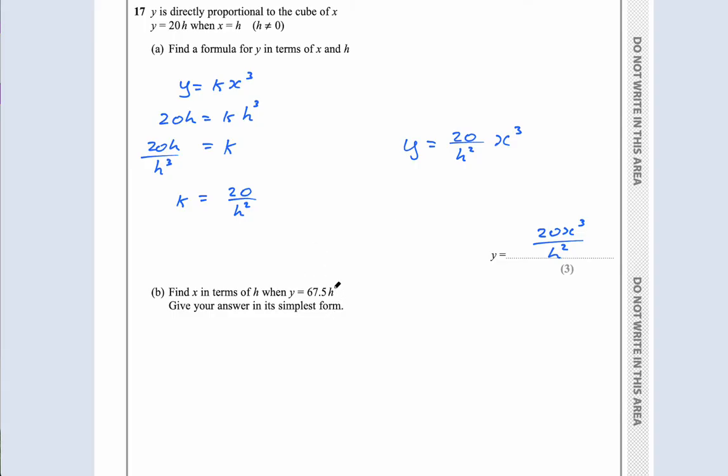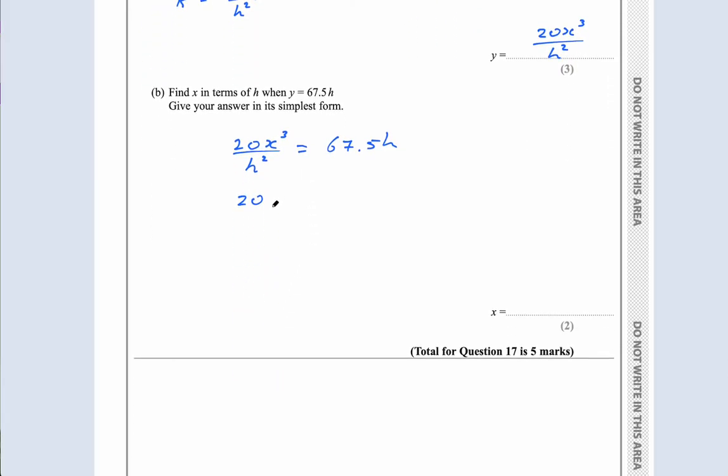67.5h. Right, so now I'm just going to equate this, 20x cubed over h squared, that's my y, equals 67.5h. Then I'm going to multiply across by h squared to get rid of this denominator. So 20x cubed equals 67.5 h cubed, because h times h squared is h cubed.